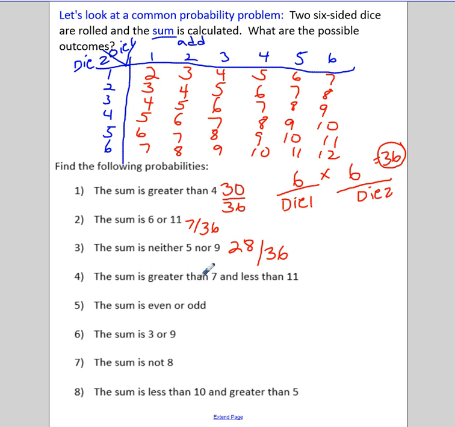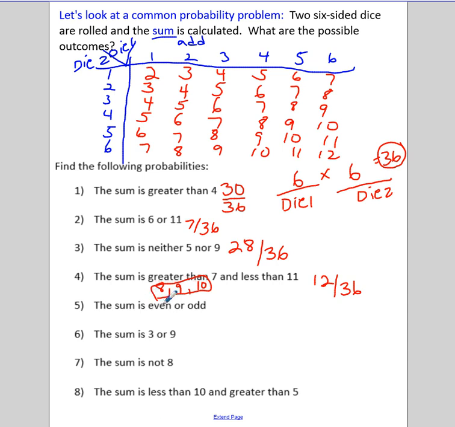So this one, number 4, the sum is greater than 7 and less than 11. So greater than 7, let me write this down first and think about what we're doing here. Greater than 7 would be an 8, a 9, and a 10, because it has to be less than 11. Does that make sense? So I'm looking for an 8, a 9, or a 10. So let me count up how many 8's, 9's, and 10's I have. 1, 2, 3, 4, 5, 6, 7, 8, 9, 10, 11, 12. So that would be 12 out of 36.